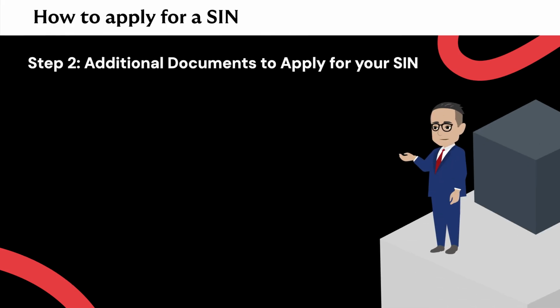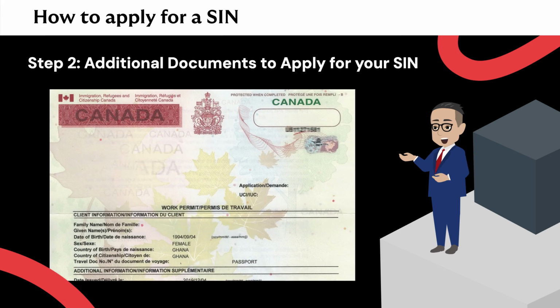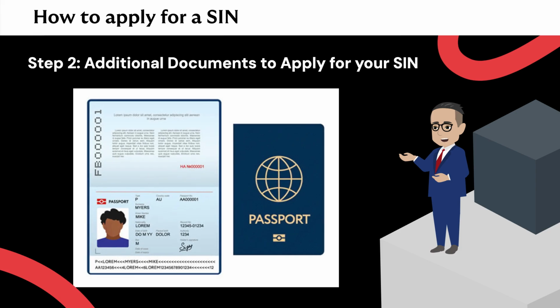Step 2. You will need additional documents to apply for your SIN for the first time or to extend your SIN. These include your co-op work permit. If you don't have a work permit, your study permit must have certain conditions or remarks regarding your eligibility to work. The photo page of your passport or another government-issued ID with your legal name and date of birth.